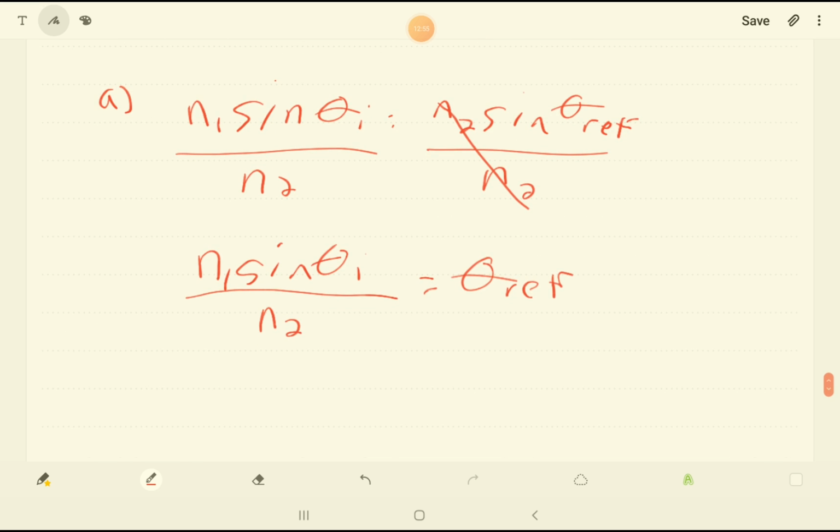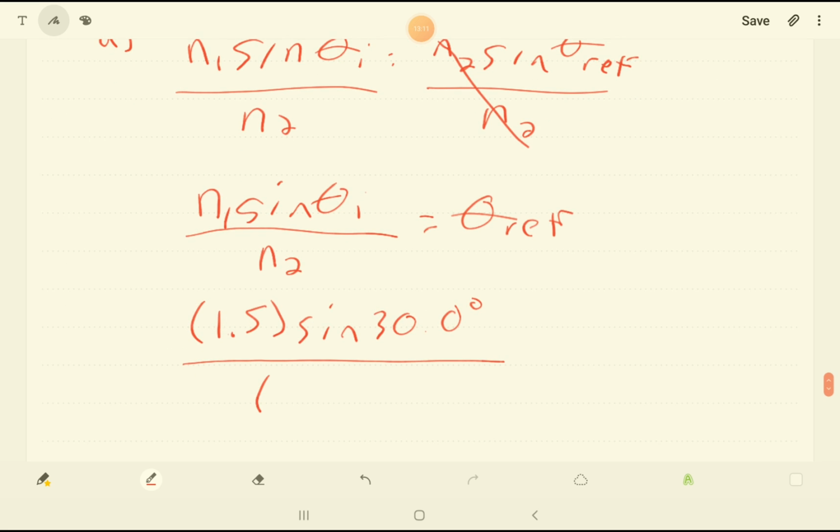All right. So now, what we end up doing is we're going to just plug in our values and see what we get here. 1.5 for our index of refraction for water. The angle of incidence was 30 degrees. And of course, sorry, 1.5 is not for water, it's for glass. Of course, for water, it's 1.33.